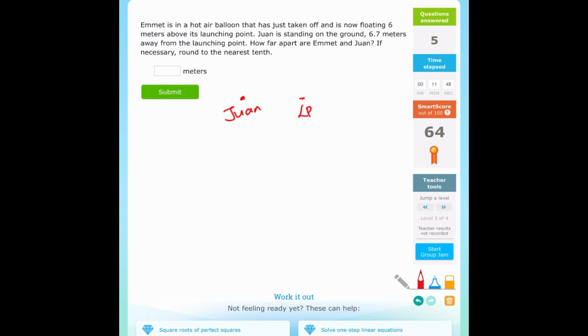So the hot air balloon is 6 meters above the launching point, and Juan is standing 6.7 meters away from the launching point. How far apart are Emmett and Juan? So Emmett is here in a hot air balloon. So the question is asking us to find C.